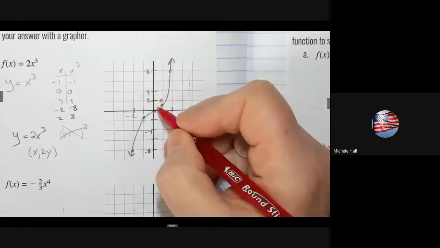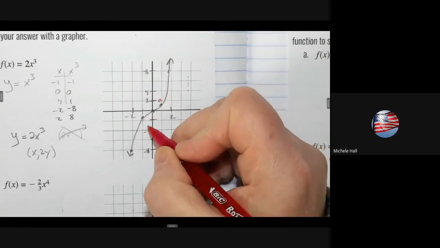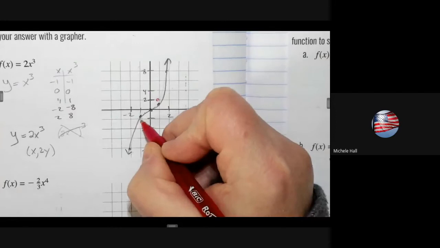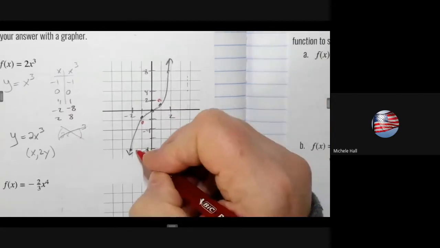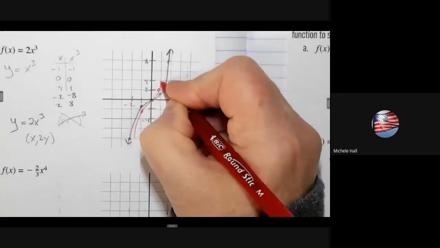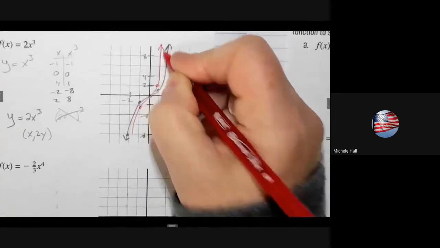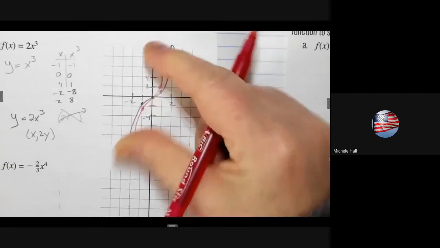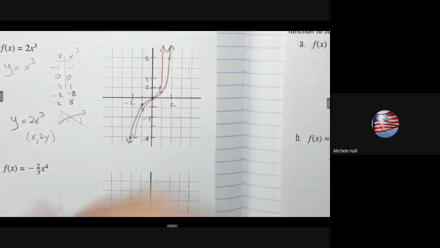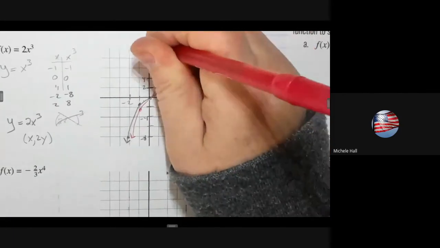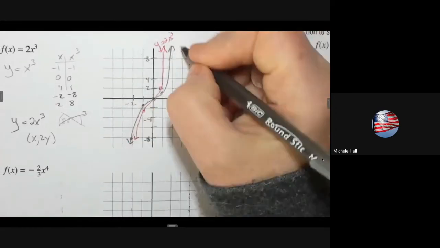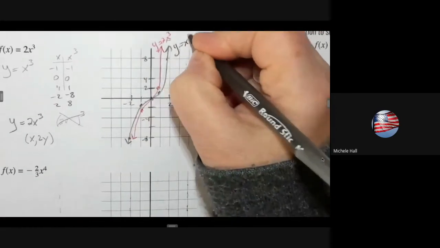So we don't need to do that. And again, over here, negative 1 times 2 is negative 2. So it's kind of hard to see on this one. But you do see it stretched a little bit. Being stretched, it was laying out, and now it's being stretched up. So this would be y equals 2x cubed. And this one is y equals x cubed.